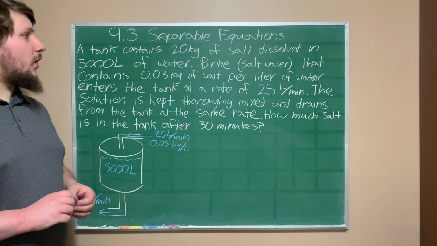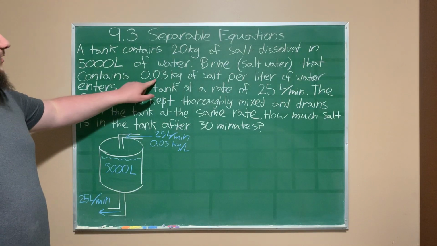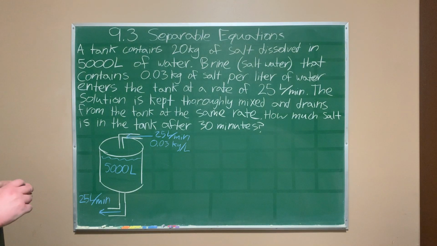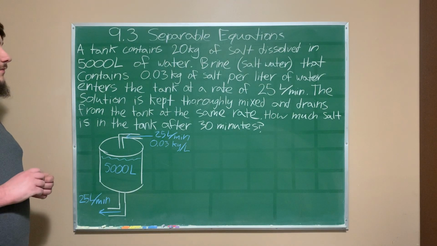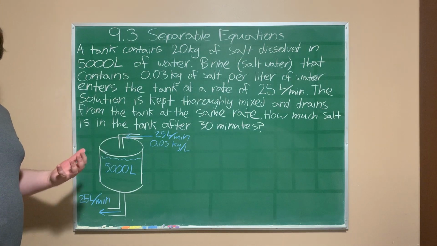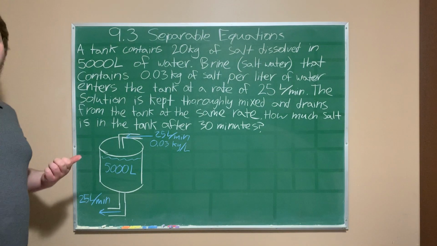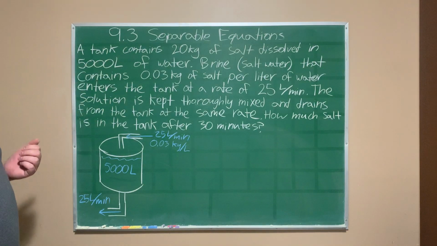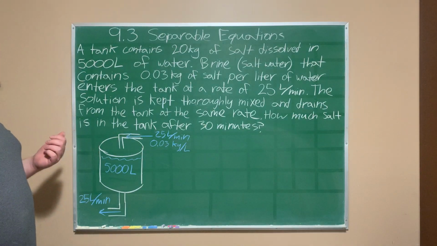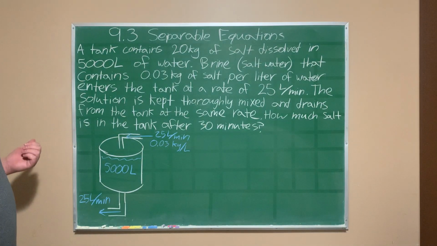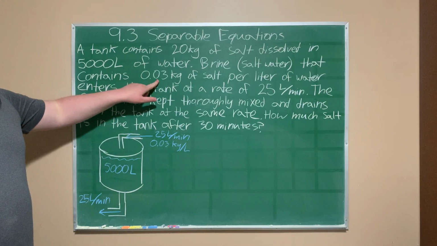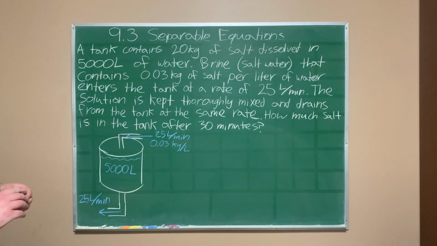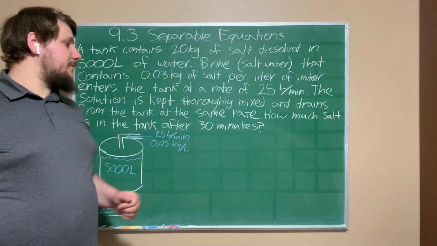Brine, which is another word for salt water, which contains 0.03 kilograms of salt per liter of water, enters the tank at a rate of 25 liters per minute. So that's what's happening up here. There's water being pumped into this tank, which has a different concentration of salt. If you do the math, the original concentration of salt is exactly 0.004 kilograms per liter. And so we're pumping in much saltier water. So we're adding in much saltier water into this tank here at a rate of 25 liters per minute.